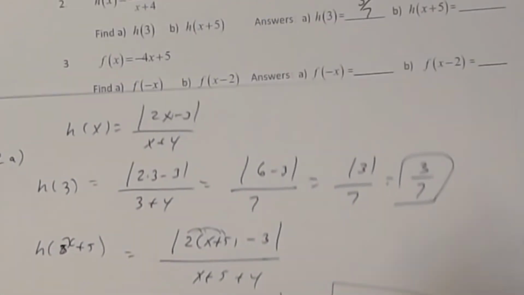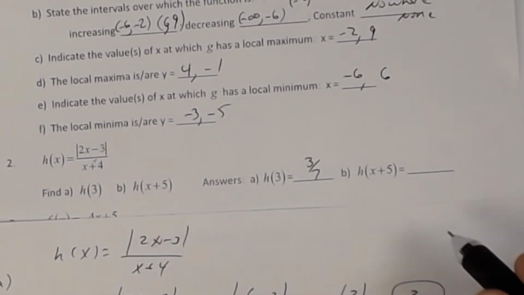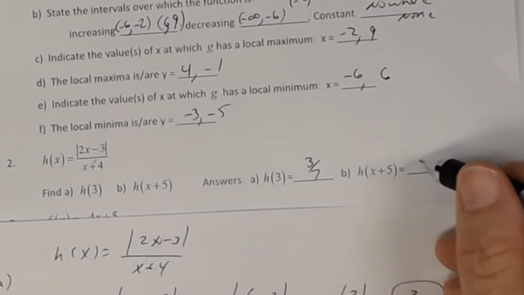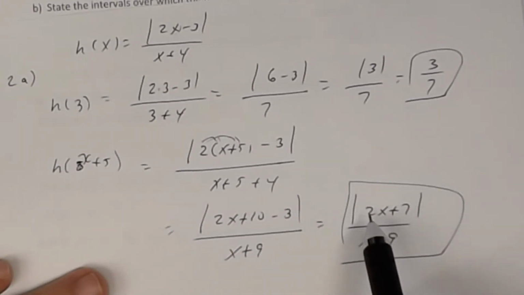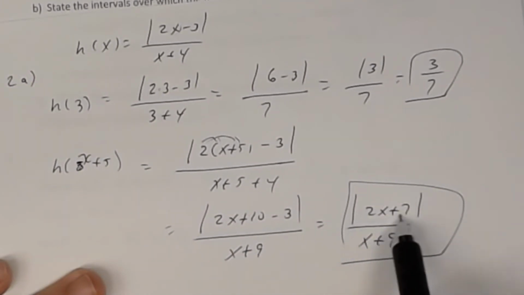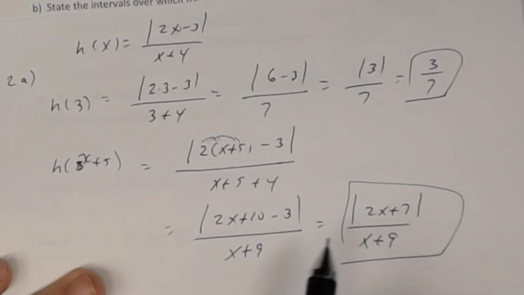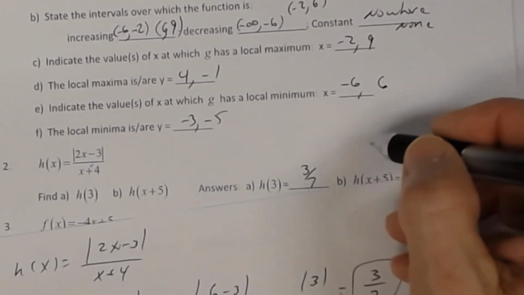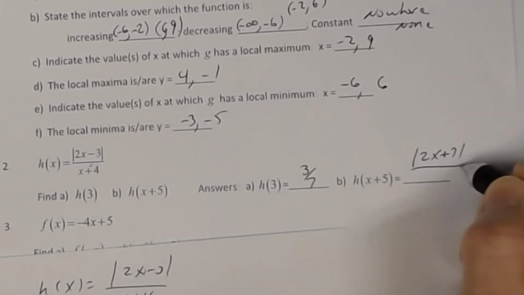All right, so h of x plus 5 will be, and that's not an easy one. Students get confused with absolute value bars. They don't know whether to leave it off or keep it. You're going to keep it. I would keep it if the variable expression is still there, because you don't know whether x is positive or negative. If you leave it off, it's not correct. Okay, be careful. So you must keep it. So it's the absolute value of 2x plus 7 divided by x plus 9.